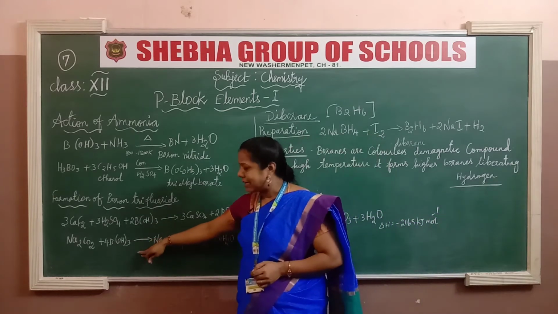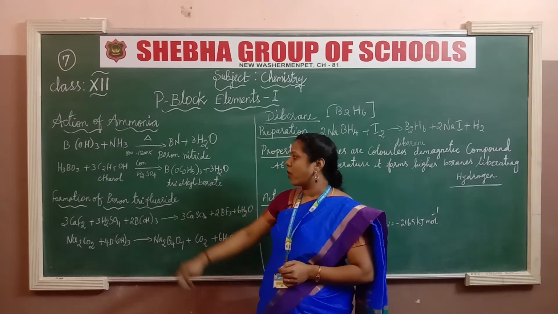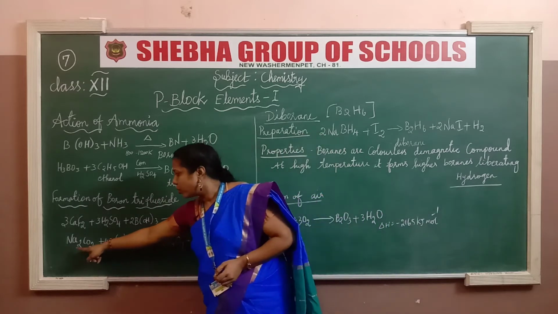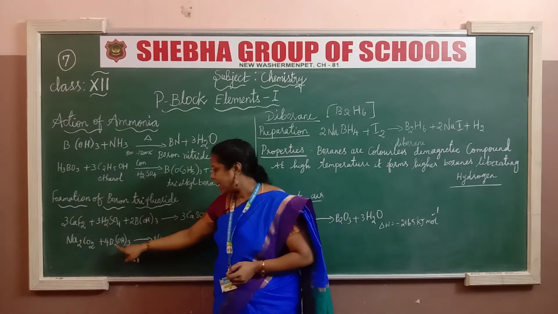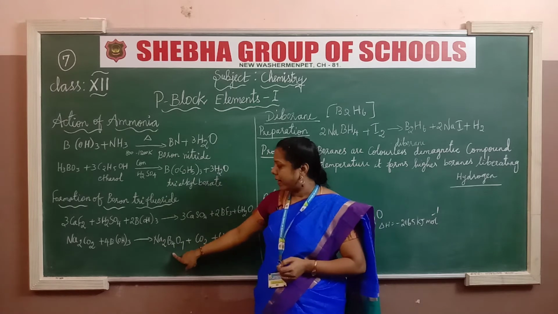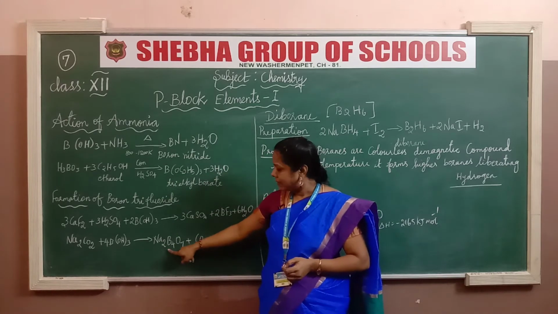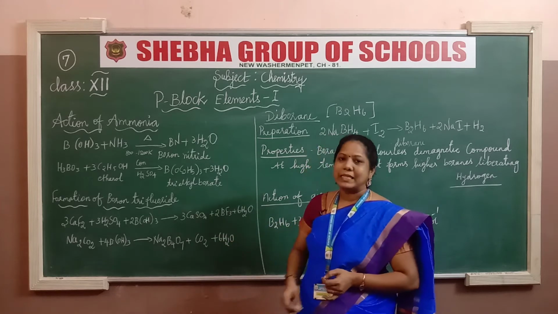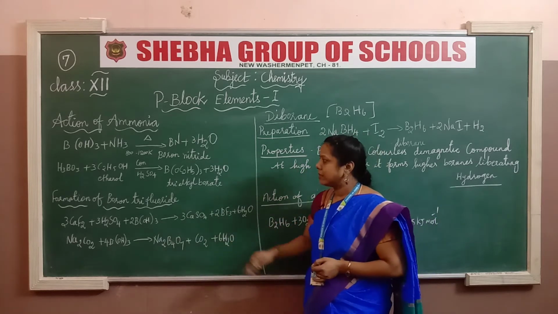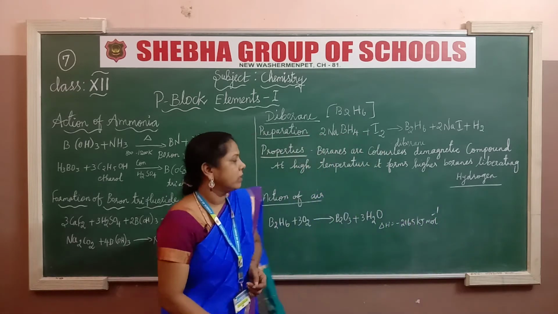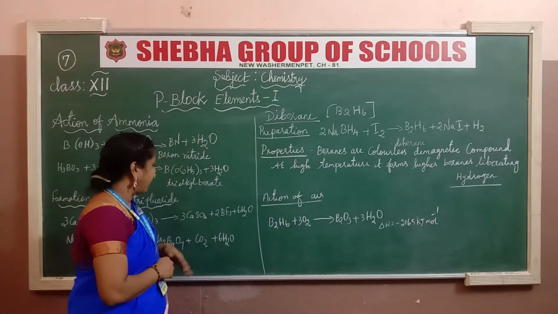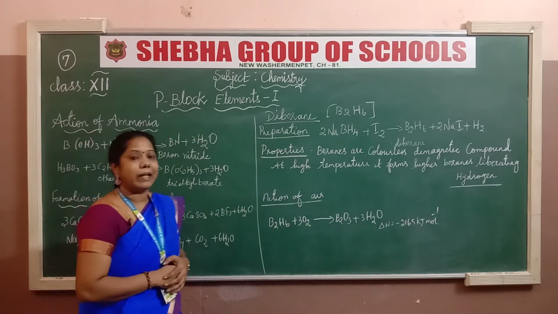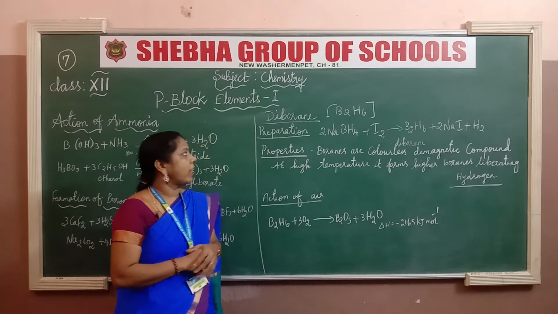And then go for another equation for boron trifluoride: sodium carbonate along with boric acid. We can get Na2B4O7, that is borax, along with carbon dioxide and 6 molecules of water. This is the formation of boron trifluoride. Okay, and go for the next concept, that is diborane.